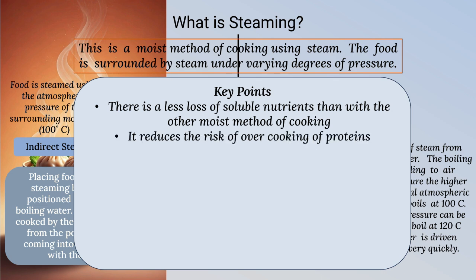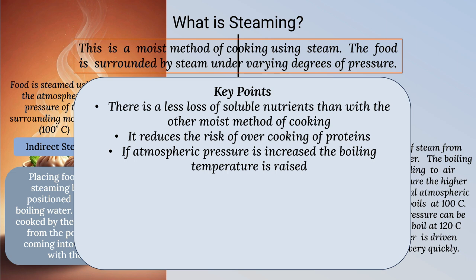It reduces the risk of overcooking of protein. Very simple, it is also a very controlled method of cooking. If atmospheric pressure is increased, the boiling temperature is raised. So the more the atmospheric pressure, the more the boiling temperature is raised, like we use in the pressure cooking process, that we use as an advantage. No undue loss of color and flavor because it is not coming in contact with the moisture by any chance.